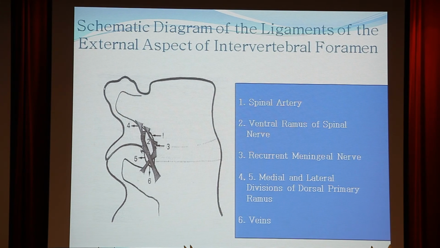So this is a quick drawing of the ligaments of the external aspect into the anterior foramen. Here you can see this is the posterior part, and this is the anterior part, and this is the superior and inferior corpus transversarium ligament here. And the spinal artery is located here. If you go to the front side, it is very dangerous, but we always approach the posterior side of the foramen, therefore it is very safe. And the nerve root is located here, so we don't have to touch the nerve root.